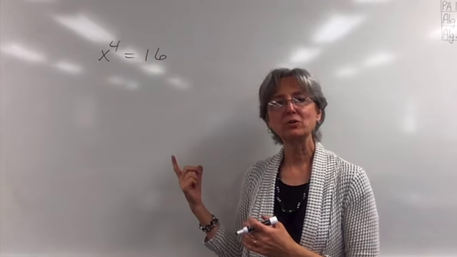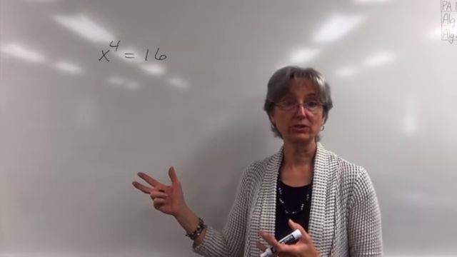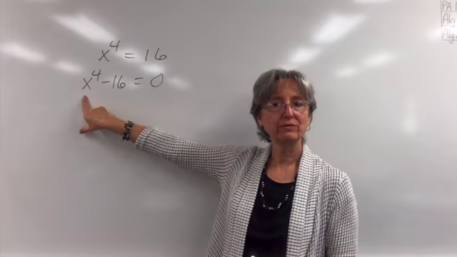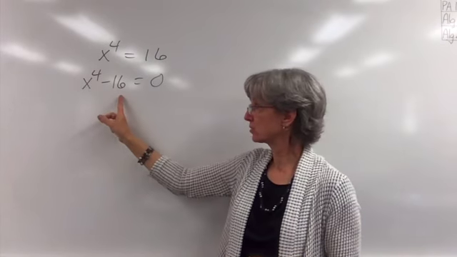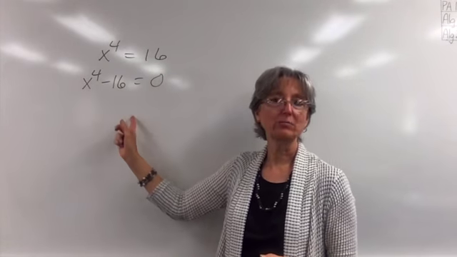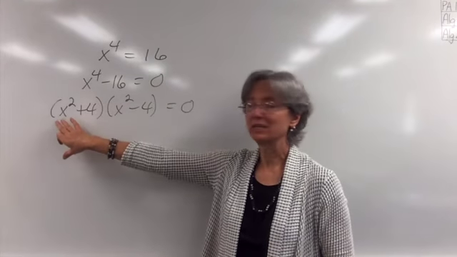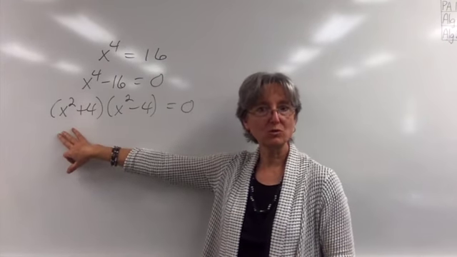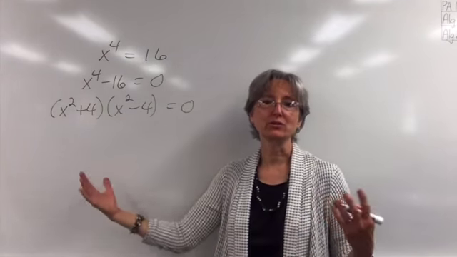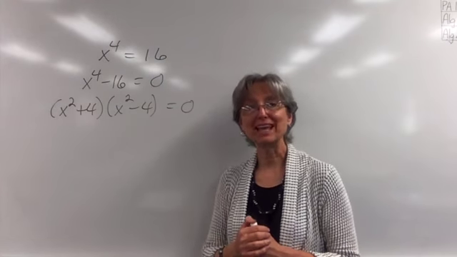When we set this one equal to 0, we get x to the 4th minus 16 equals 0. We have a difference of two squares. So the square root of x to the 4th is x squared, and the square root of 16 is 4, so we have x squared plus 4 and x squared minus 4. Now we can factor these further. This factors to be x plus 2i, x minus 2i. This factors to be x plus 2, x minus 2, and then there's your 4 zeros. So hopefully that makes sense in how to factor a problem that looks like that.